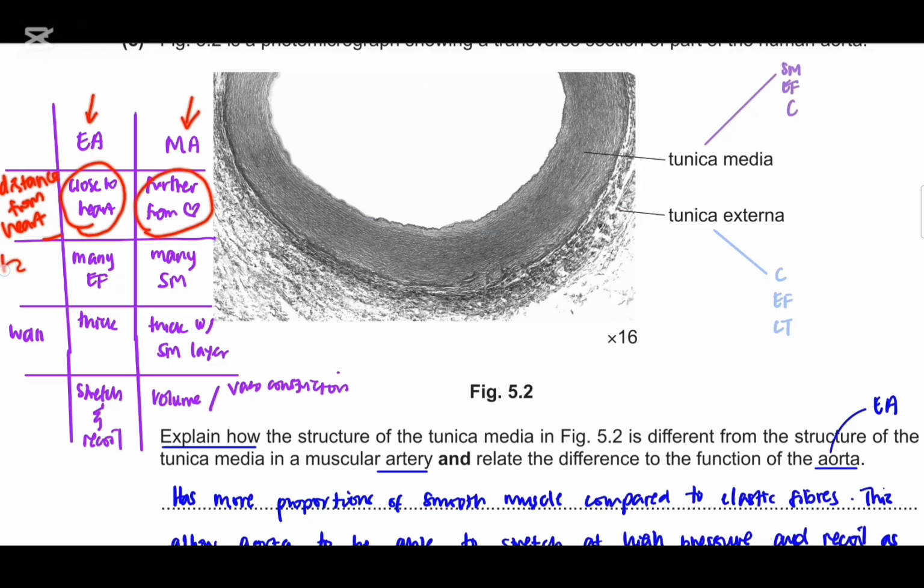All right, and then second row, proportions of the tissues that we can find. Elastic artery has more elastic fibers, whereas in the muscular artery it has more smooth muscles. The walls of the elastic artery, the next row, normally thicker. The walls of muscular artery is thick with more smooth muscle in its layer.